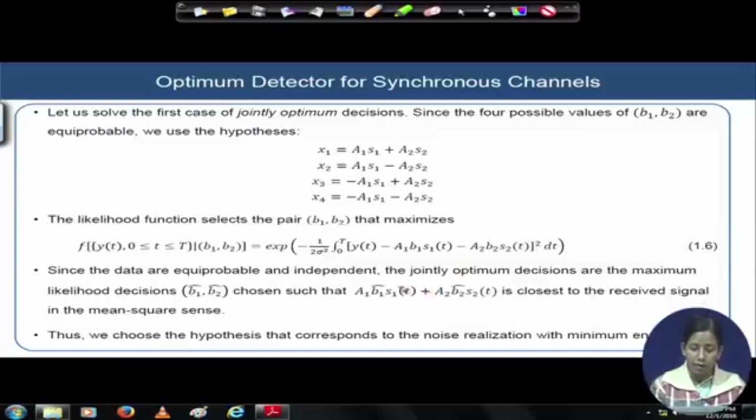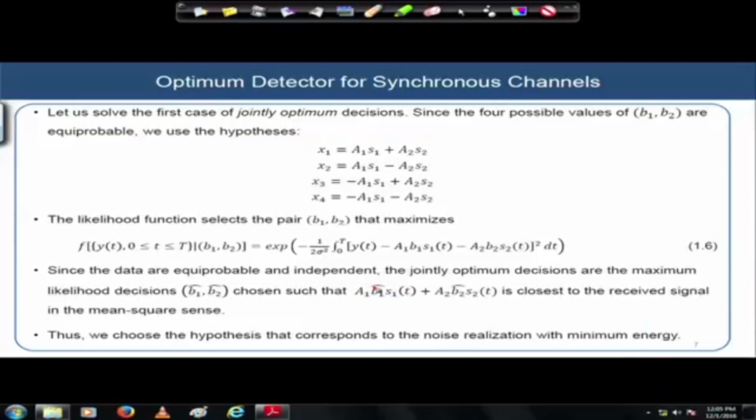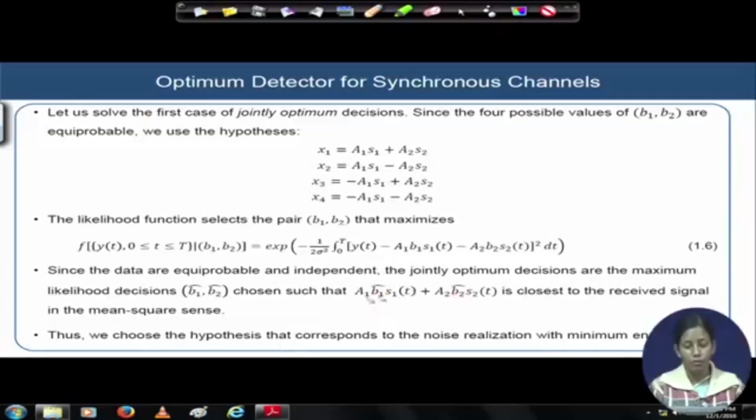I mean, the estimation should be such that with the estimated values, whatever value this expression gives and whatever I have actually received, the error between these two signals, if I try to find the mean square error between them, should be very minimal. So with the estimated values of B1 and B2, this expression value and whatever you have received should be close to each other.